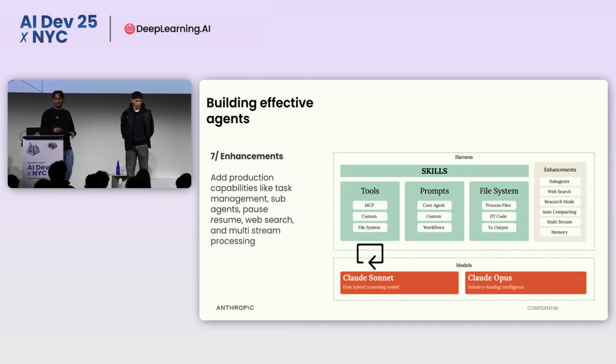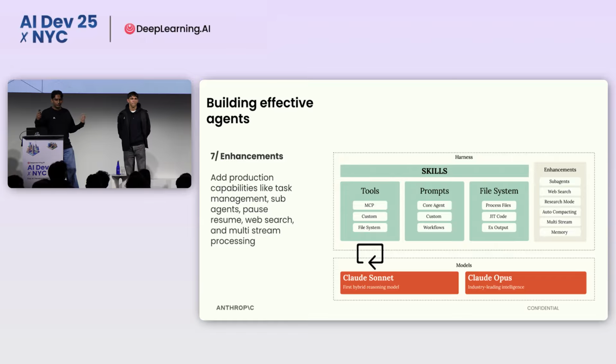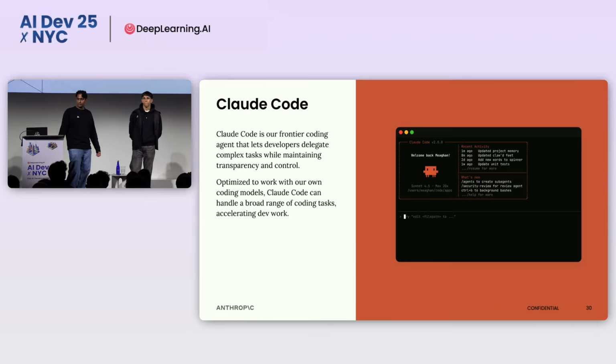And then once you have a lot of those most basic building blocks, you can start to add all sorts of different enhancements, everything from sub-agents to context window compaction, to memory, to research, all these sorts of things.